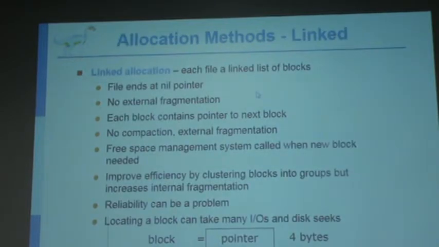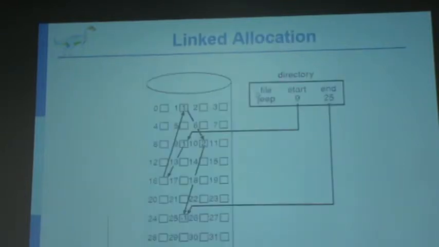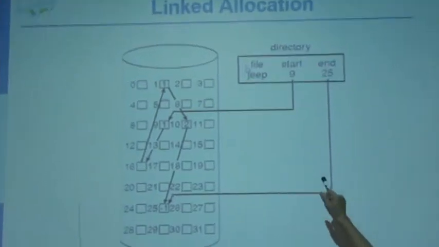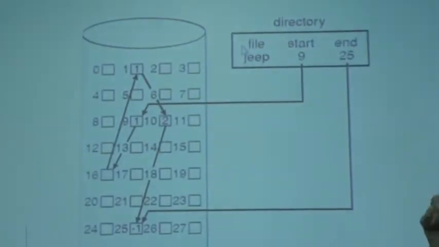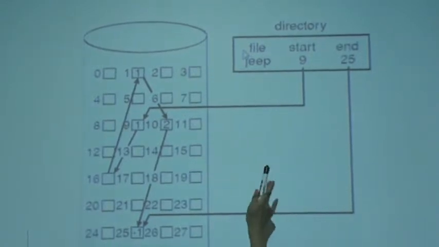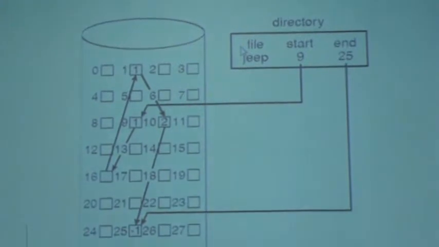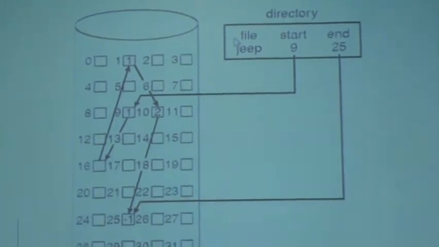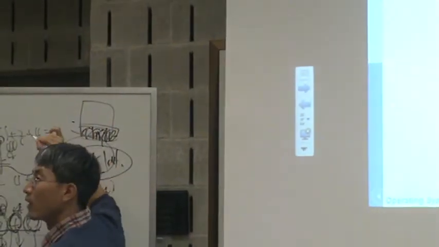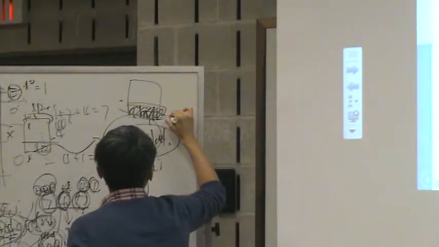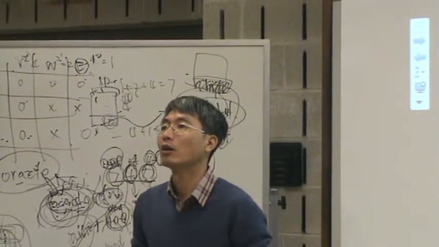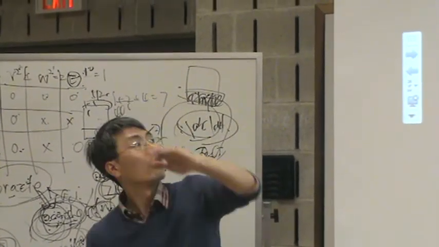Next one is linked allocation. Linked allocation is like this one. When we insert the zip file, it just shows start and end. The start is block 9. If you go to the 9th block, in the block there is 4 bytes of space that links to another block. Okay, it's a link.